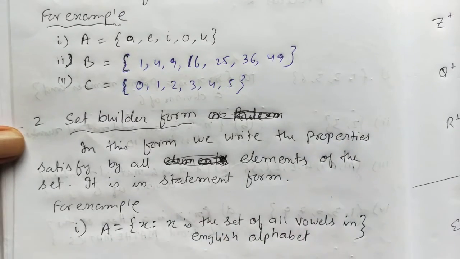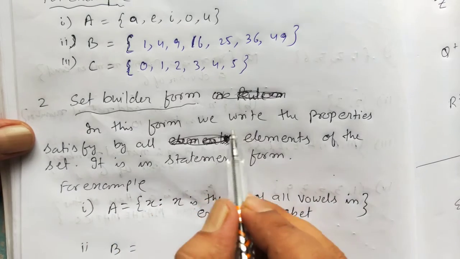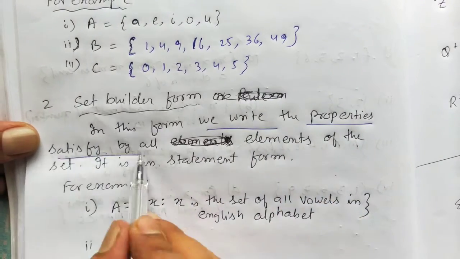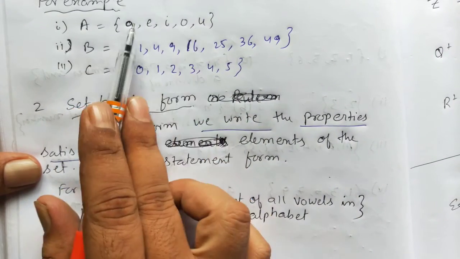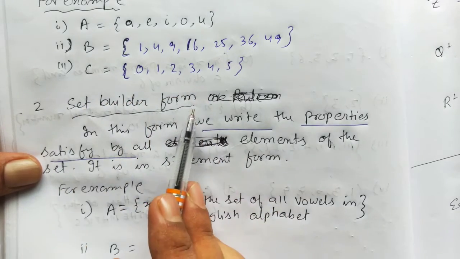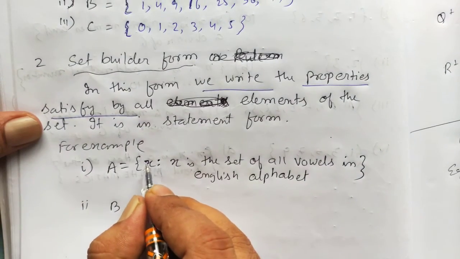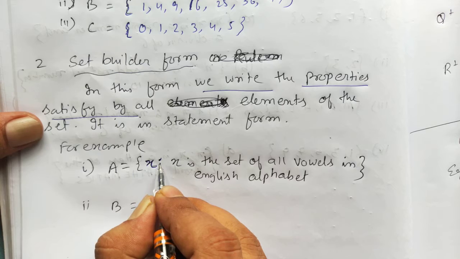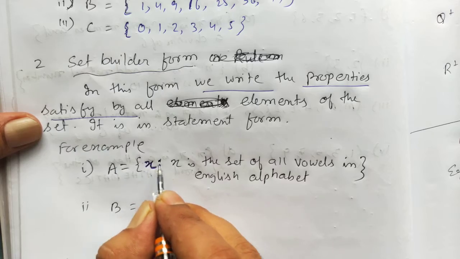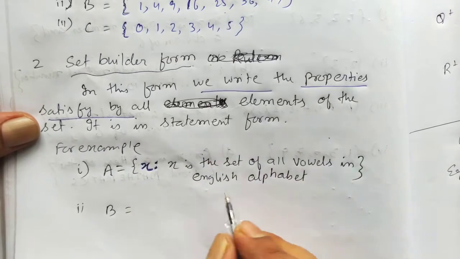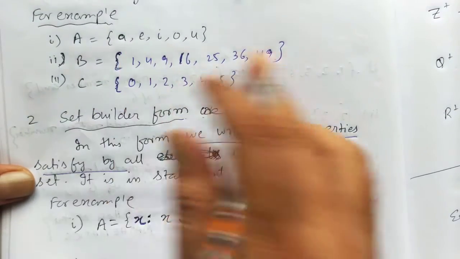Now in set builder form, how we have to write the statement. We have to write the properties that satisfy each element. For example, for this, how to write the statement in set builder form. Okay, how to write the statement for this? Set A, how we write x, this 2 dot means such that. x such that, you have to read like that. 2 dot means such that. x such that x is the set of all vowels in English alphabet. Suppose we want to write a statement for this in set builder form. How will you write?